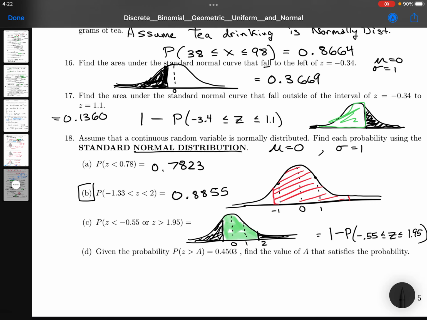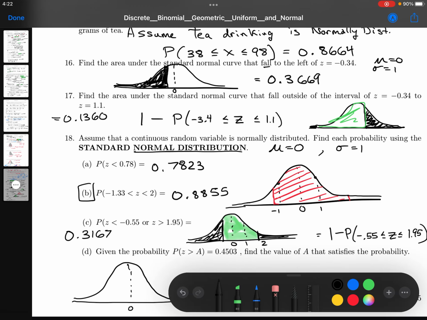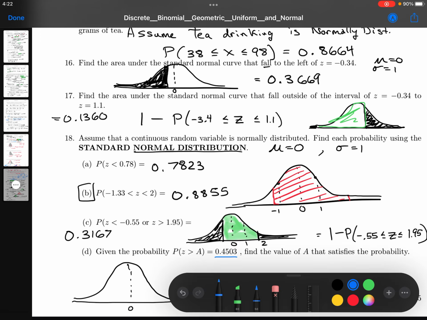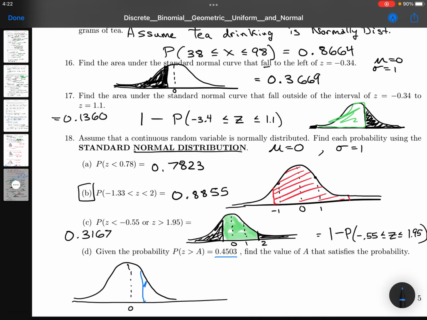Lower limit's negative 0.55 for the excluded area. My upper limit's 1.95. Remember, the mean is 0 and the standard deviation is 1. And we're going to get 0.3167. All right, now we're going to have to work backwards. Find the probability that your answer will be 0.453 if you go greater than A.